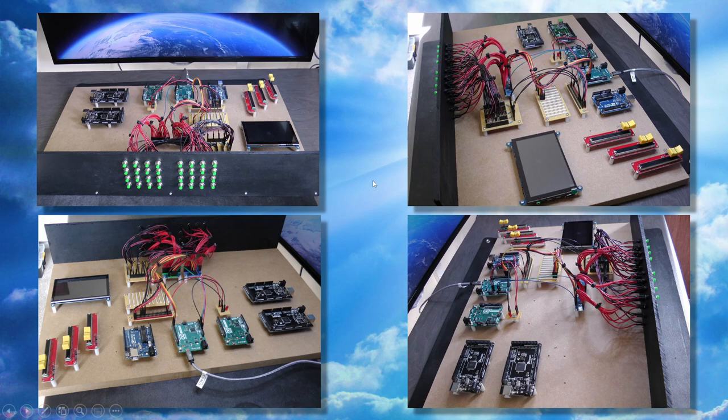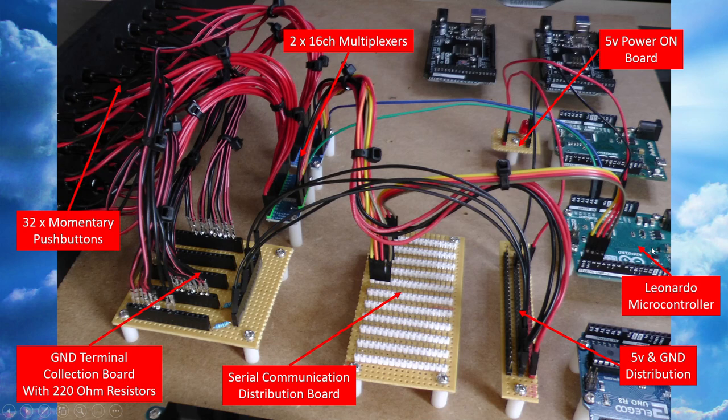So now we go on to the wiring side of things. This is the Leonardo that we're dealing with on this occasion. So we've got over there, you can just about make it out, a 5 volt supply and a ground cable going across to my power on board, and from there across to my distribution board. And from here we've got two 5 volt supplies going across to power up the two 16 channel multiplexers, and I've also got two ground wires going across to those multiplexers as well.